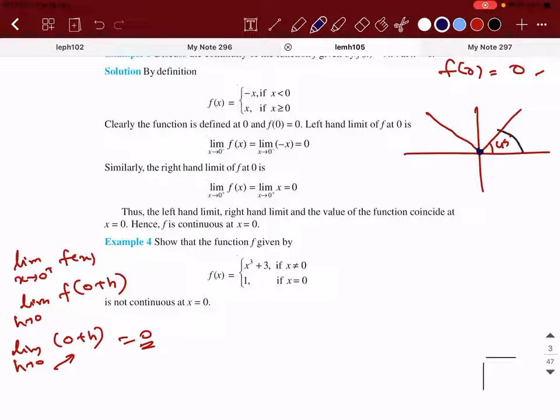Okay. So how much is this angle, guys? This will be 135 degrees. And now y is equal to minus x. Slope is minus 1. Correct? So that's the answer. So if you want, just make a note of the graph as well.